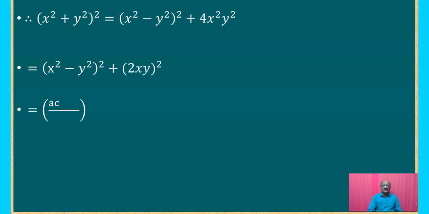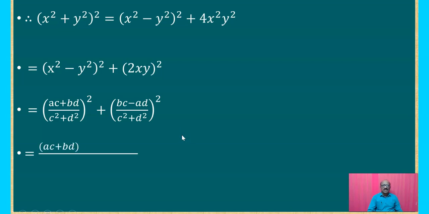Again, substitute the value of this x square minus y square in brackets and the 2xy. And if you simplify this, then you will get (ac plus bd) bracket square plus (bc minus ad) bracket square upon (c square plus d square) bracket square.